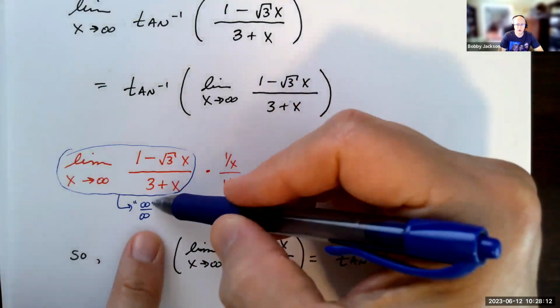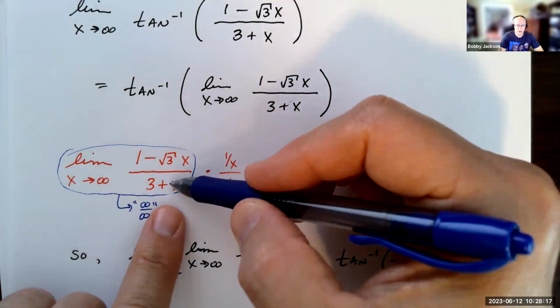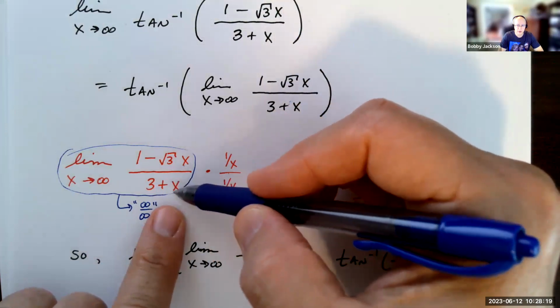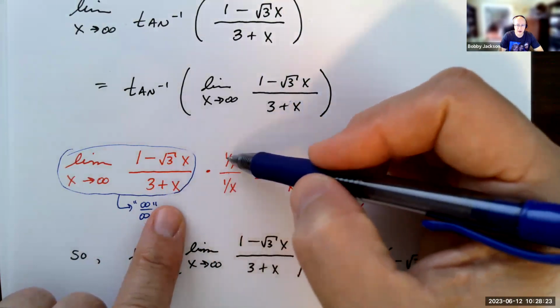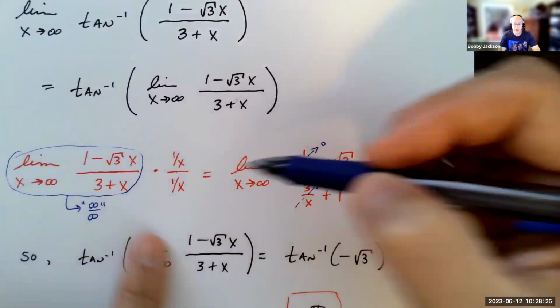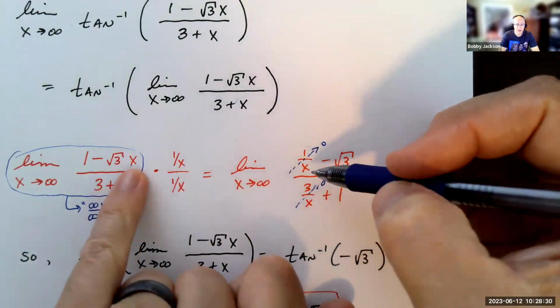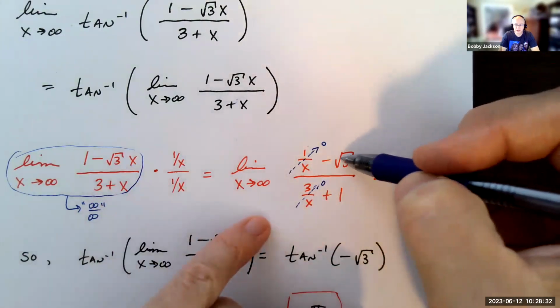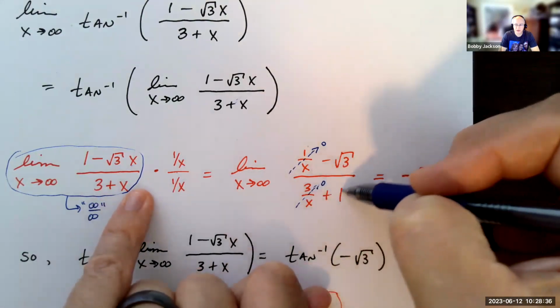Notice this is of the form infinity over infinity. So we have some work to do. And the work I'm going to do is, again, the highest degree, the highest power of x in the denominator is just x to the first power. I'm going to divide top and bottom by x and take that limit. So 1 divided by x, root 3x divided by x is root 3. 3 divided by x, and x divided by x is 1.